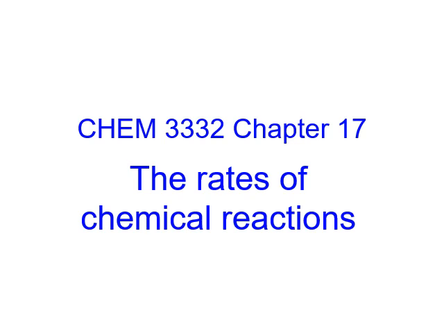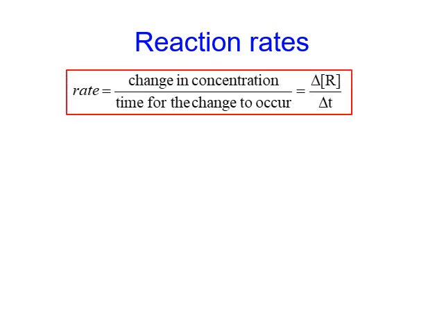In this chapter, we are going to learn chemical kinetics. Let's start with the rates of chemical reactions. The reaction rate is defined as the concentration change over time, or the concentration change per second.